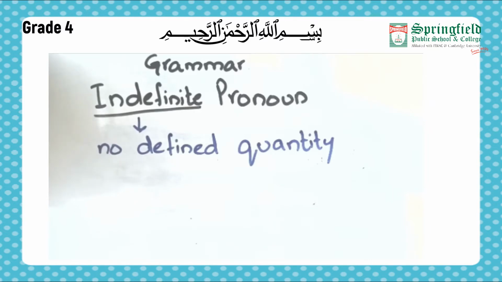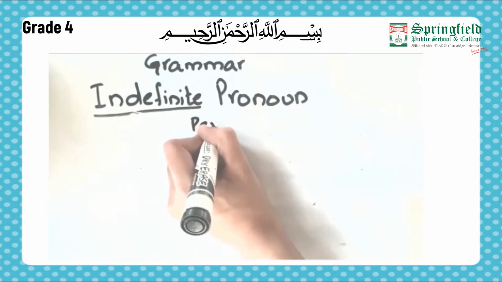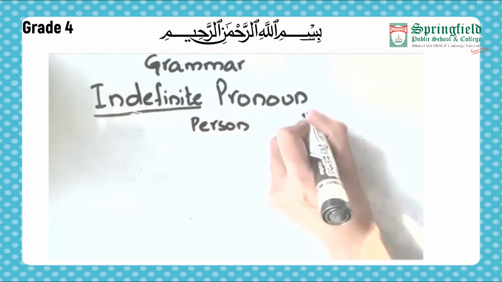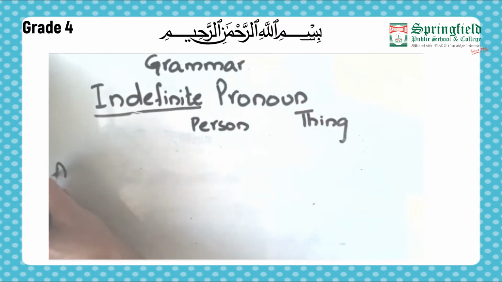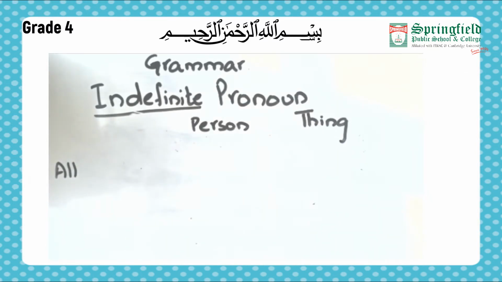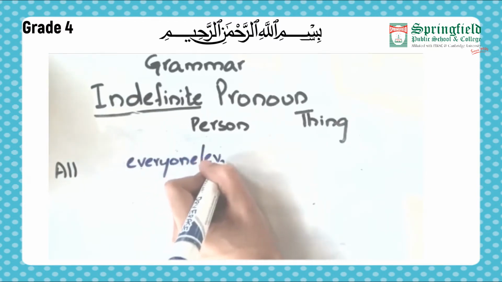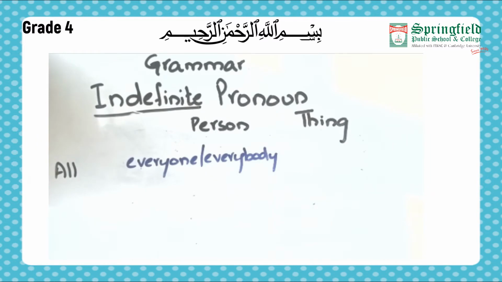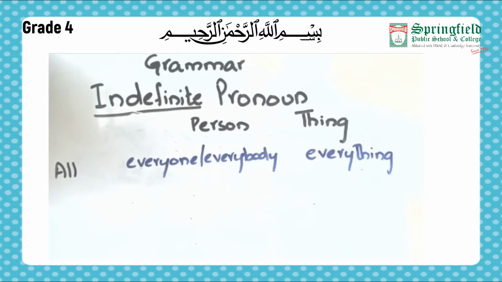They can be divided into 4 types. Now for these types, they have been divided in order to use for person and in order to use for thing. Now first type is all. Now when we are talking about all, for person, we can use everyone and everybody. Whereas when talking about a thing, we are going to use everything. Like everything was messed up. That means that all the things were messed up.